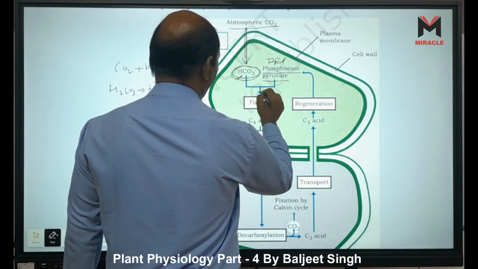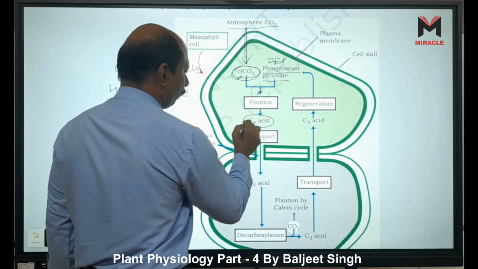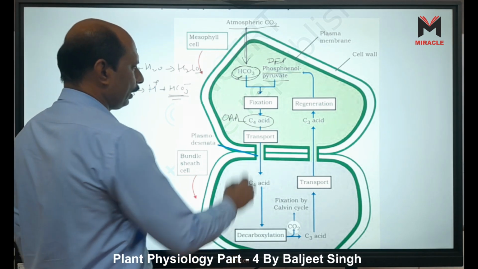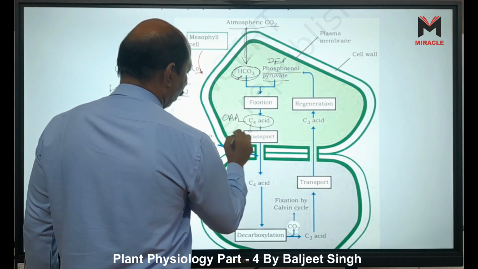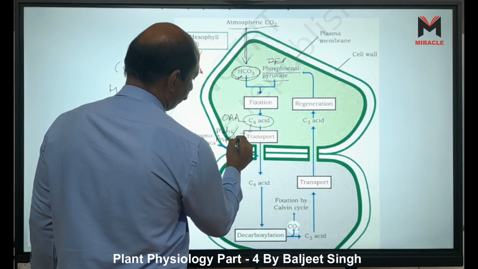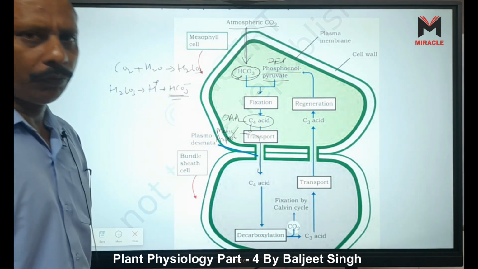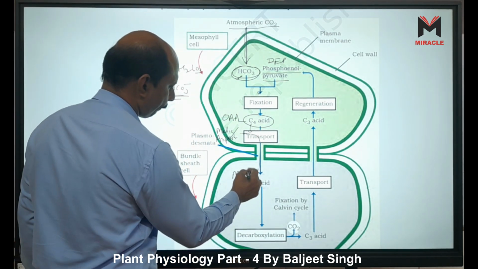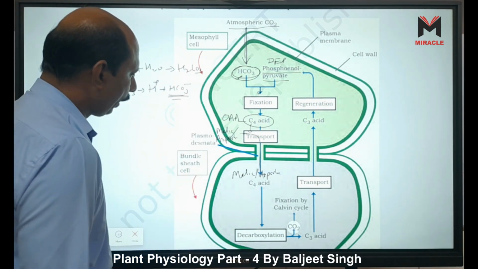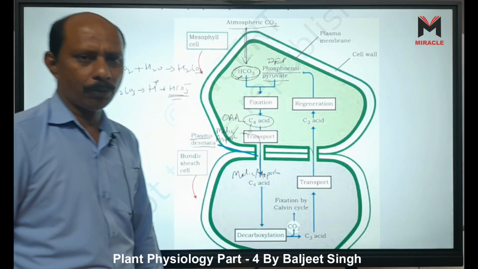Now what forms? After this carbon fixation, the C4 acid forms, and this C4 acid is oxaloacetic acid, right? Now this oxaloacetic acid is converted into which form? Malic acid or aspartic acid. When this malic or aspartic acid comes in through plasmodesmata, look here, these tube-like structures are plasmodesmata.